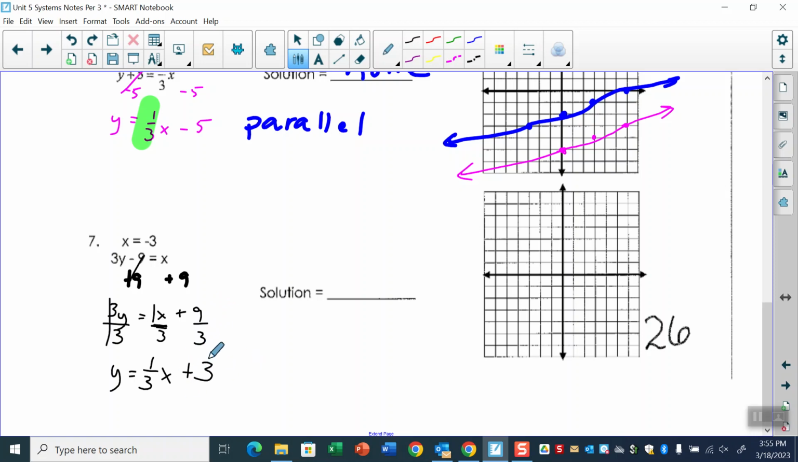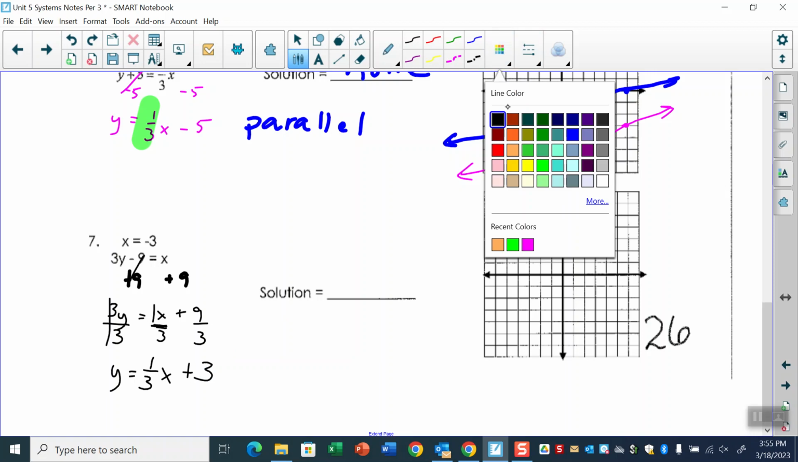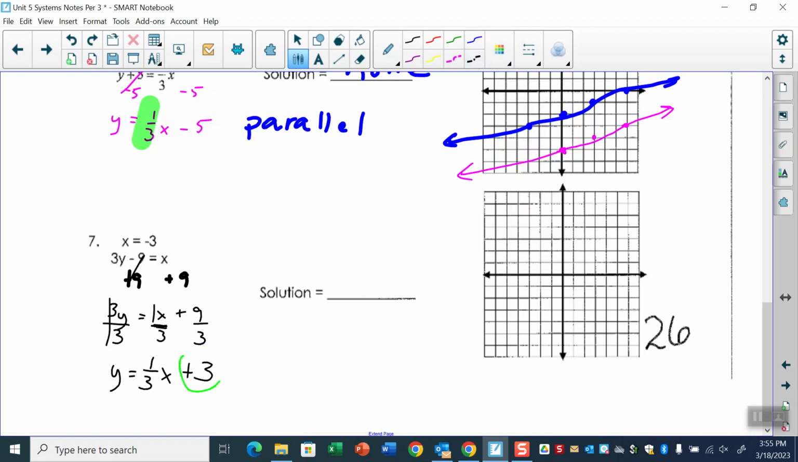So if I'm going to graph this guy, I do my y-intercept first. So that would be the +3, right? So I'm going to go 1, 2, 3. And then the slope is 1/3, so I'm going to go up 1 over 3, up 1 over 3. And it's an equal sign, so I'm making my line.